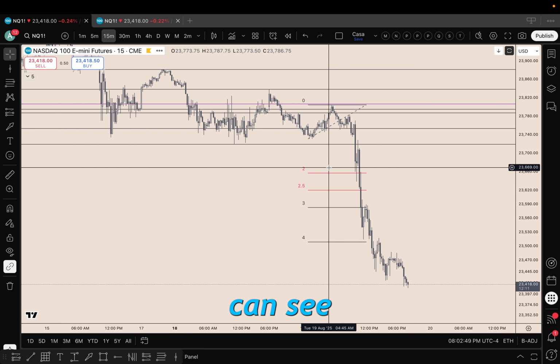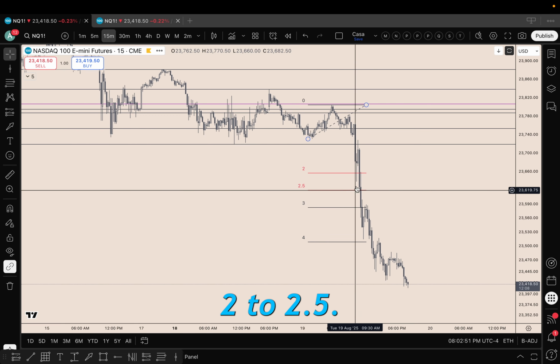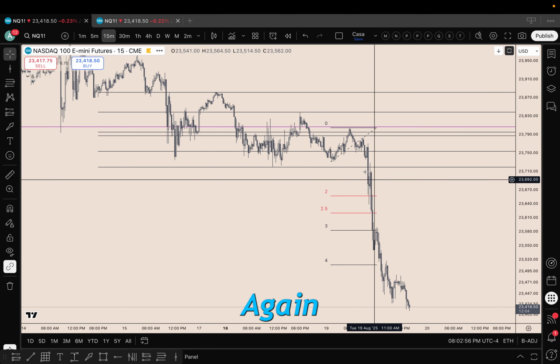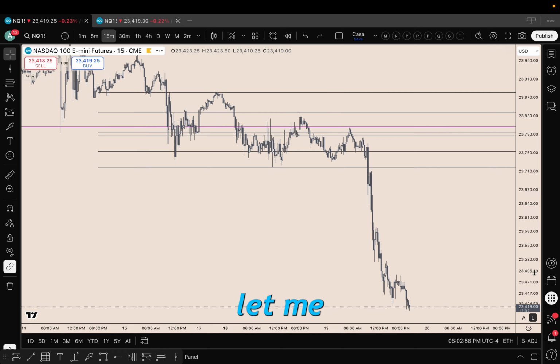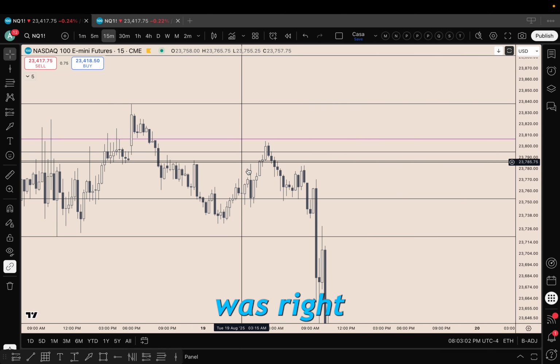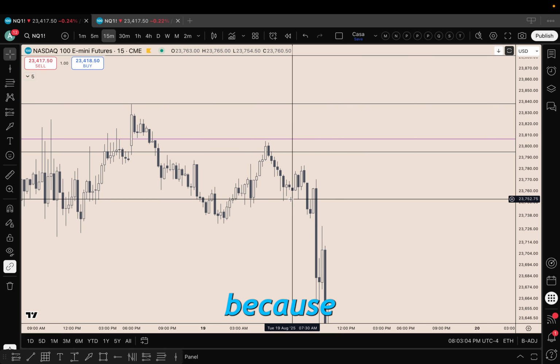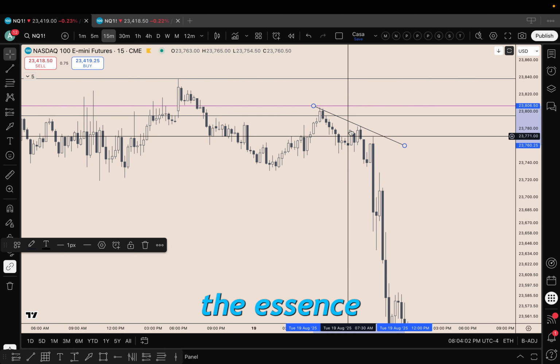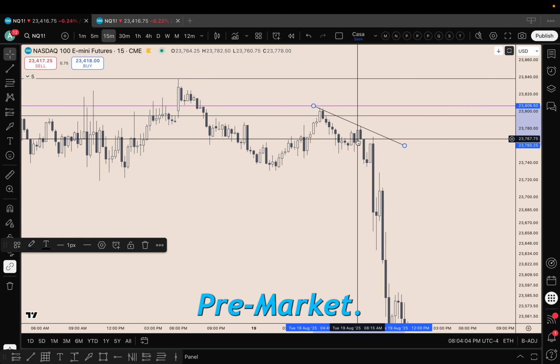But yeah, you guys can see right here, what do we see? 2 to 2.5. Boom, straight to the fourth deviation. Again, random. You guys let me know. But my exact trade that I caught today was right here. So let me get rid of all these levels because it's making it really hard to see the actual charts. Okay, so we had an SMT divergence right here, pre-market.